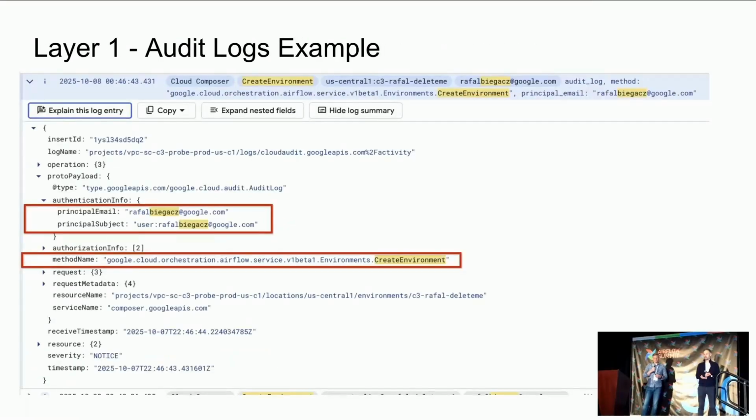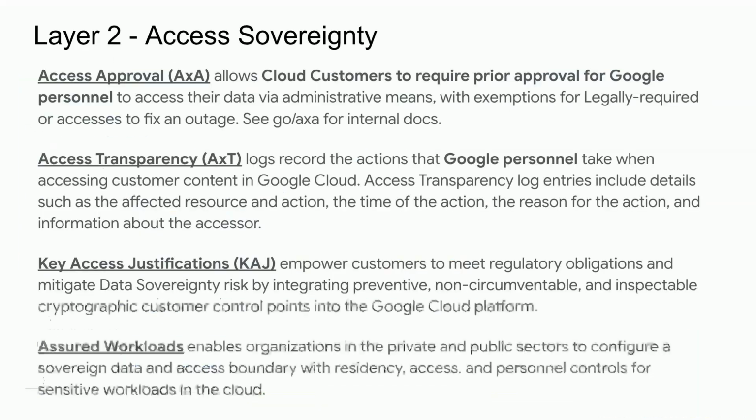Here, we will just skim quickly through some examples. So when it comes to layer 1, here is the log from Cloud Logging that shows that Rafal Biegacz, in this particular case, created a Composer environment. So all the operations done through the Composer API leave entries in the audit log, so you can see exactly who created, modified, or deleted a given environment.